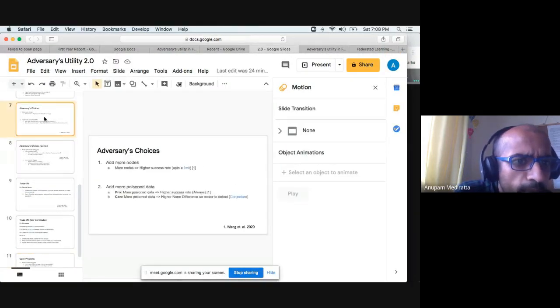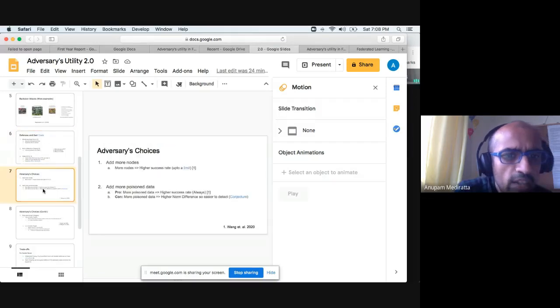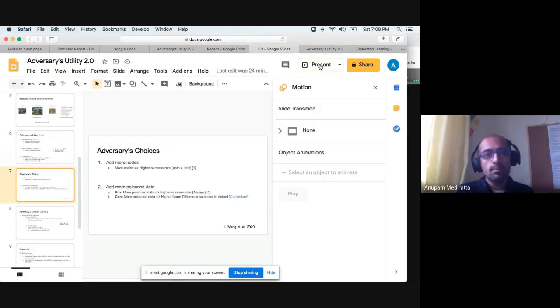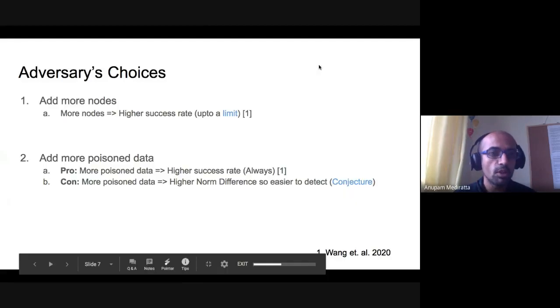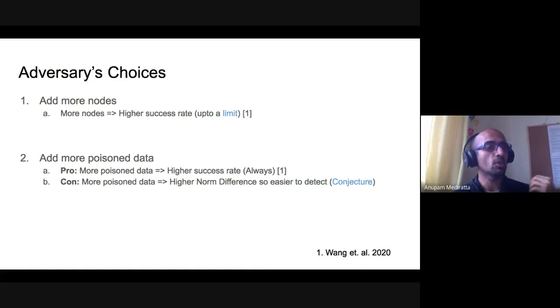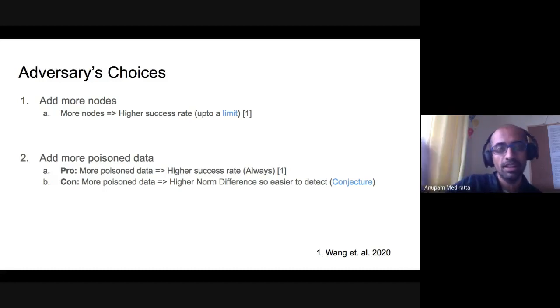Okay. So what are the adversary's choices? The adversary can throw in more nodes to improve the chances of success. But we have results to show that your chance of success will increase with the number of nodes, but it will not increase forever. It will flatten out. So you cannot just keep throwing in more nodes and expect a higher success rate for an adversary.